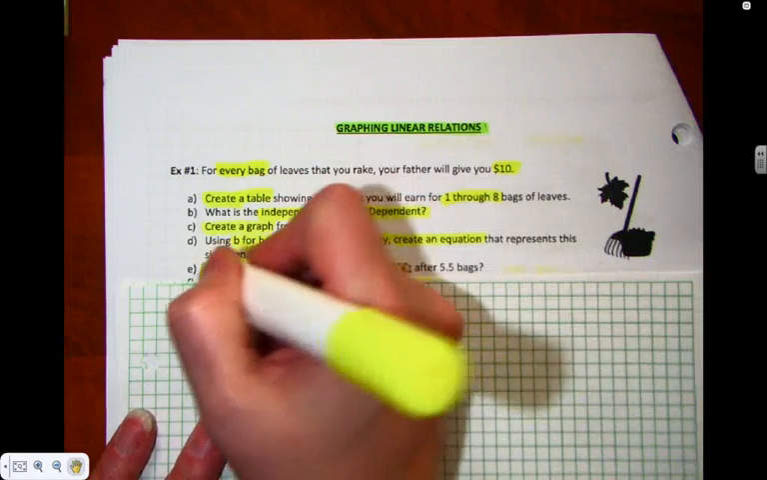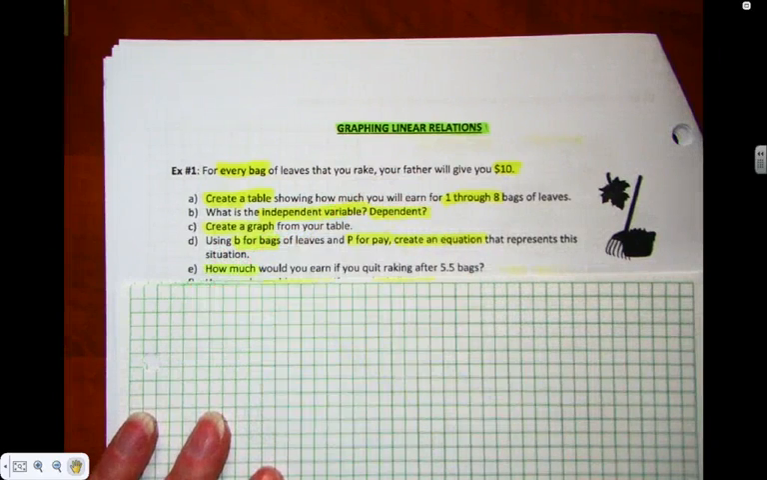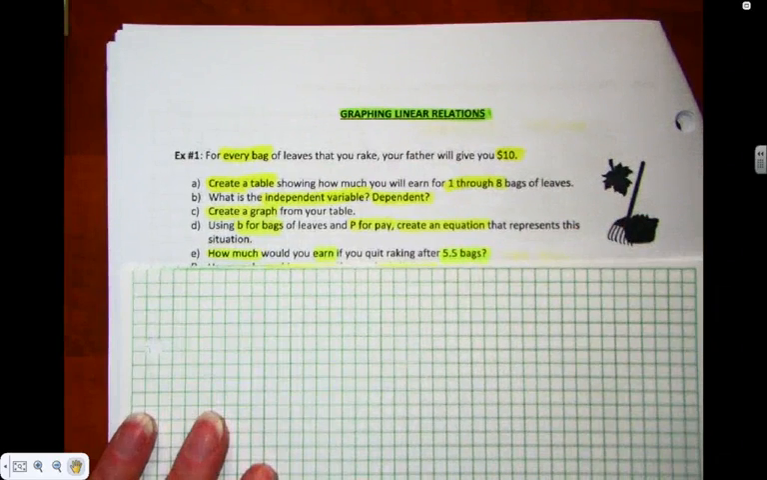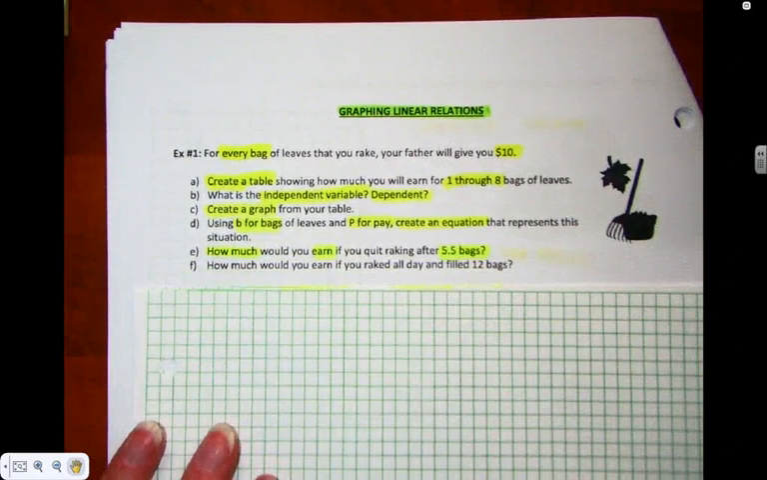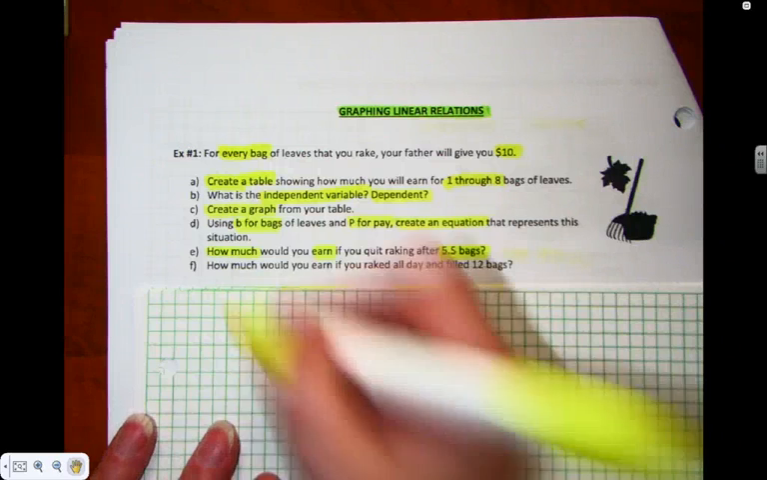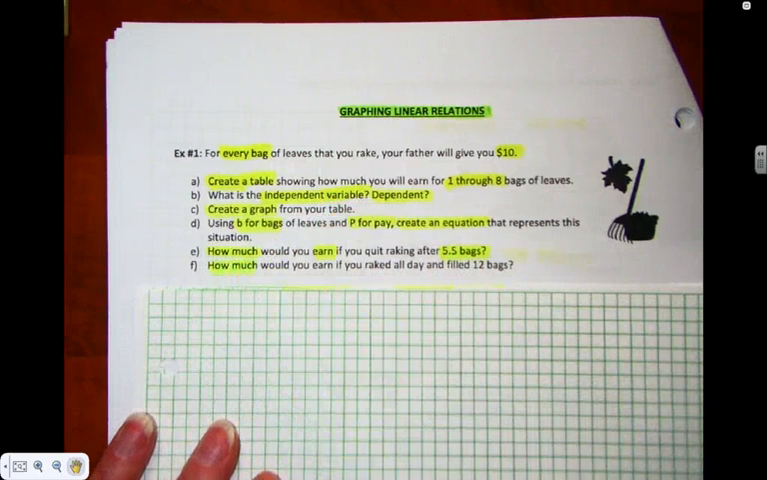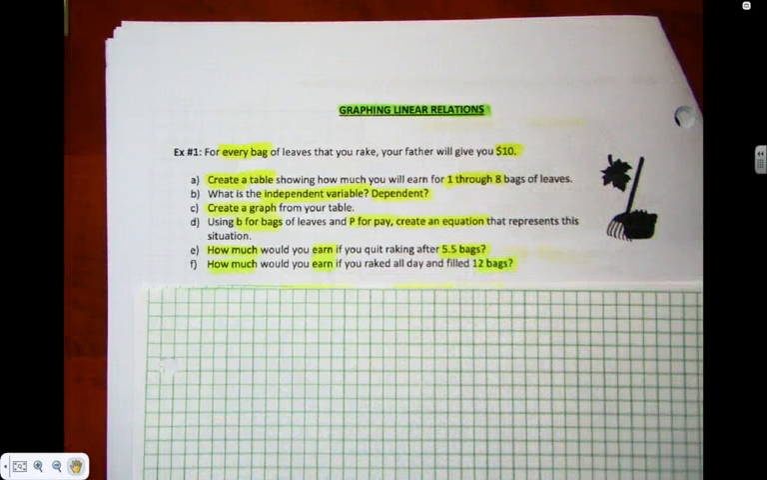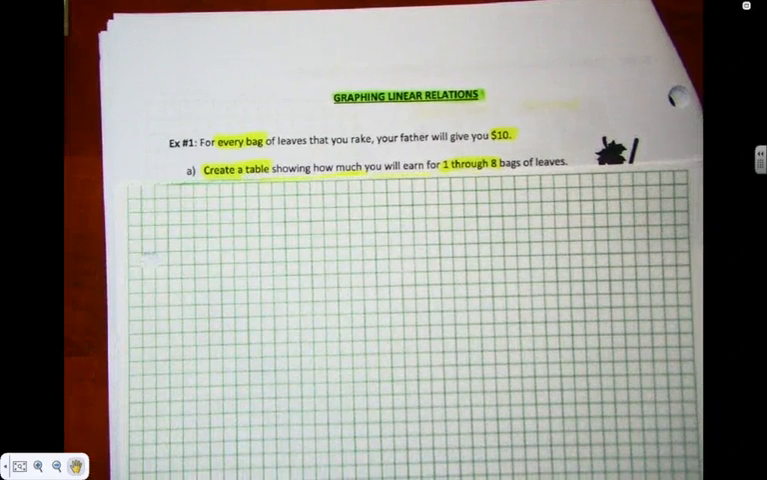How much? Earn 5.5 bags. And the last one. How much? Earn 12 bags. Okay, so let's go back to part A. Don't let the rest of you stress it out yet.